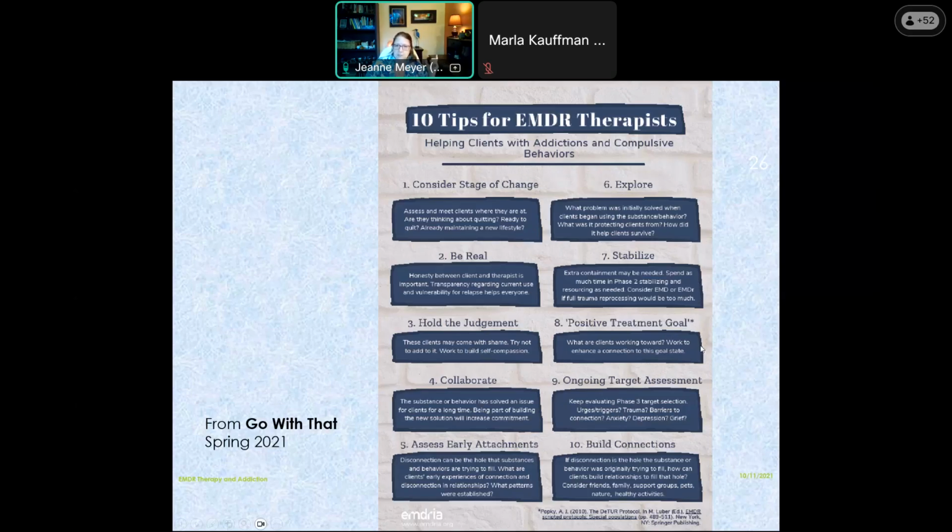Have to have a positive treatment goal. And we're always looking at target assessment, which is normal for any EMDR therapy. And then we build connections, not only with us as therapists, but also with family, friends, support groups.